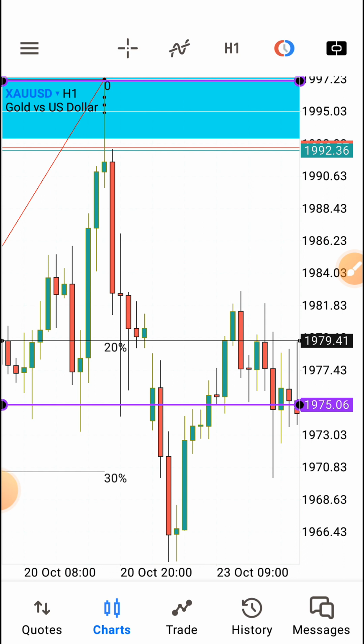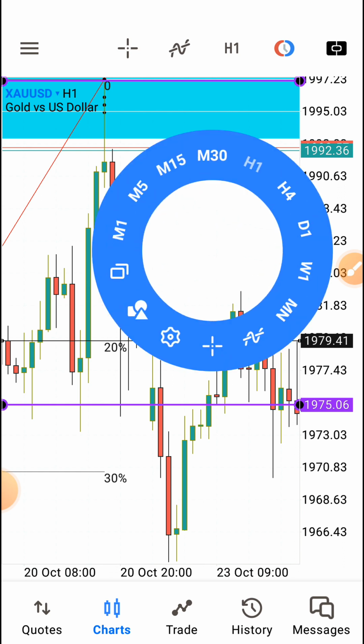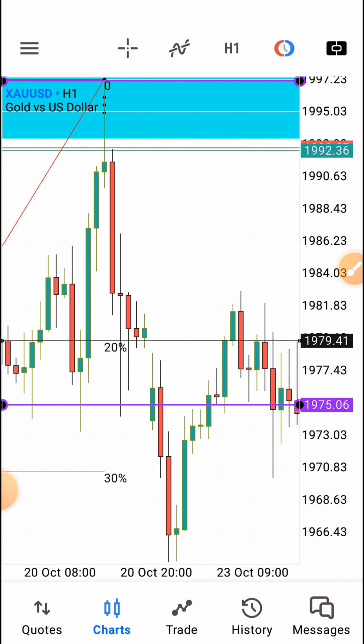The market is supposed to close in Kenyan time at 23:59. That's 11:59 p.m. That's midnight. One minute to midnight. So at this point here, let me drop down. See the retracement here. See this blue line here, 1975.06. That's 25%. 30% is below here.